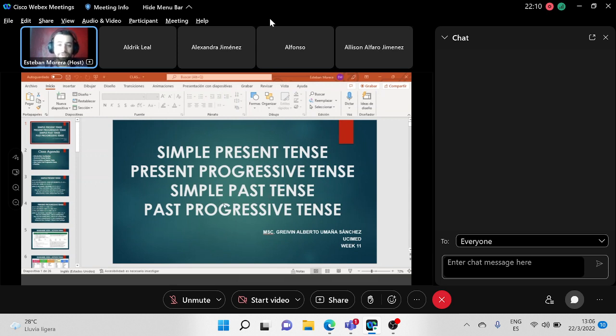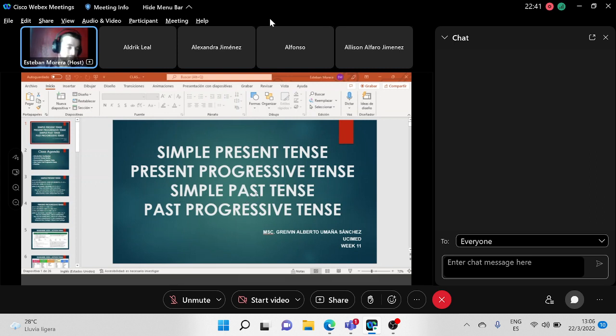We use simple past tense for actions in the past, guys, but actions in the past that happened at a very specific moment. For example, yesterday I went to the mall. Or in 2021 I traveled to China, for example. Or I visited my cousin's house the last weekend.